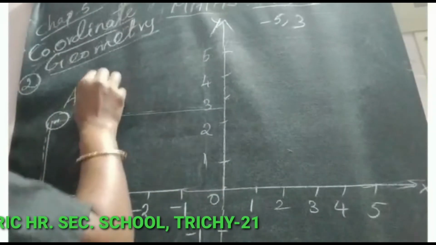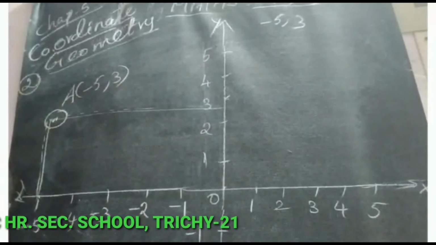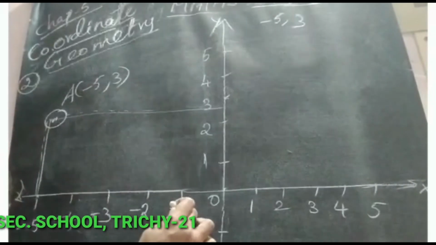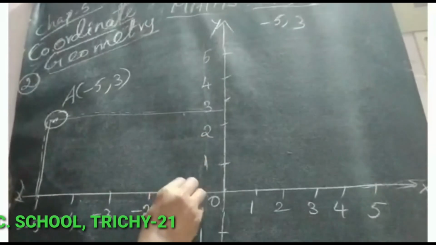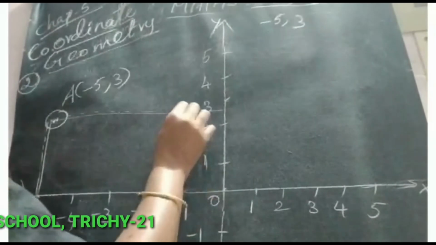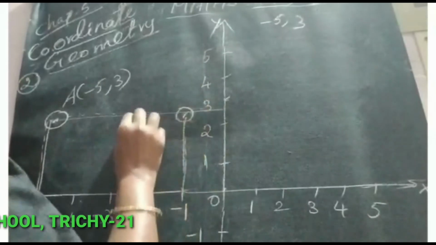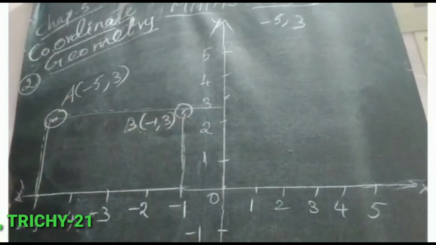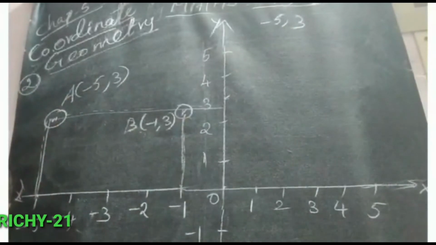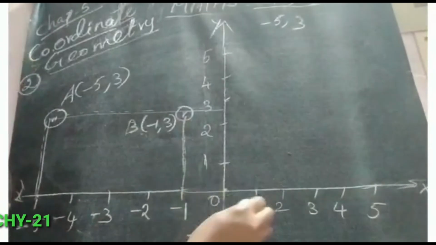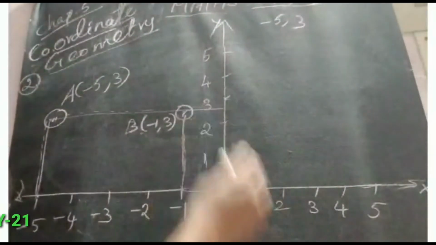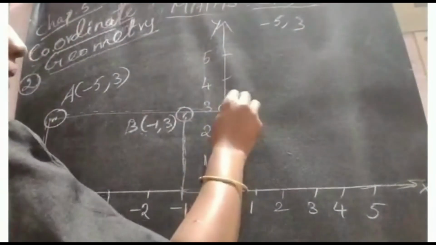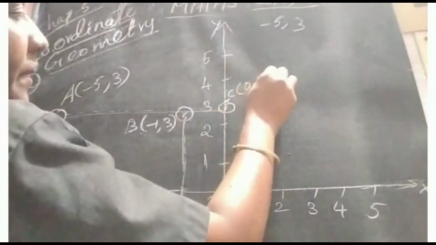Point A minus 5 comma 3. Now the next point, point B minus 1 comma 3. See here, minus 1 comma plus 3. This one is the point B. Now next one, point C is 0 comma 3. 0 is common for both the x and y axis. 0 comma plus 3. Here this one is the point C, 0 comma 3.